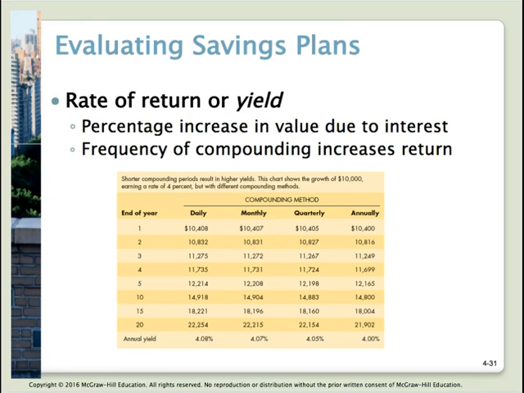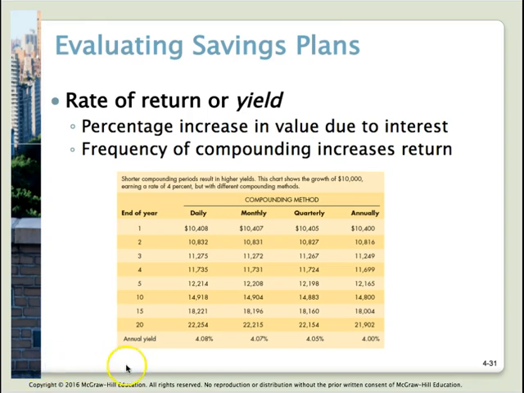If you want to turn there, it's important to note that the shorter the compounding period, the higher the yield. So beyond knowing what interest rate you're getting for your funds, you also need to know how often that interest is compounded, whether it's daily, monthly, quarterly, or annually. The more frequently it's compounded, the more desirable that is, because that means the more money you're going to earn. This chart gives you an example of that.